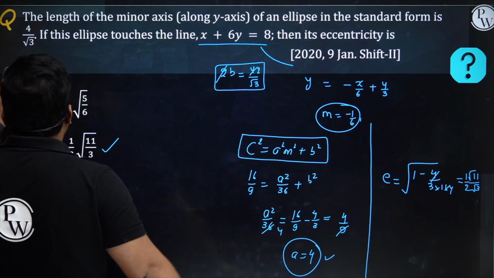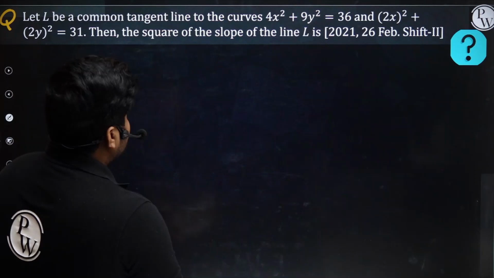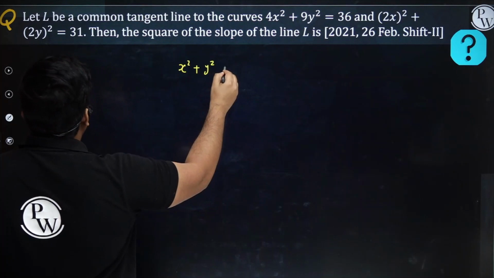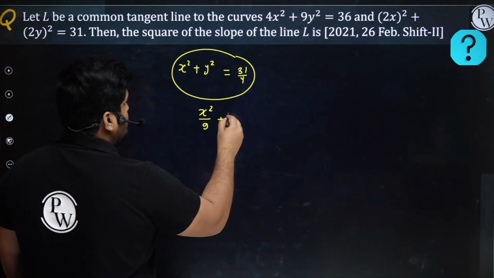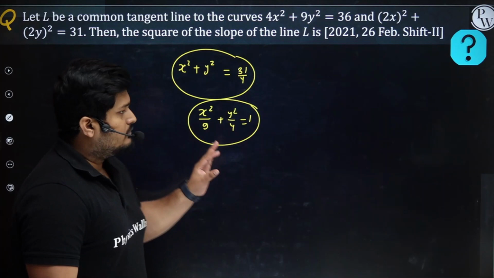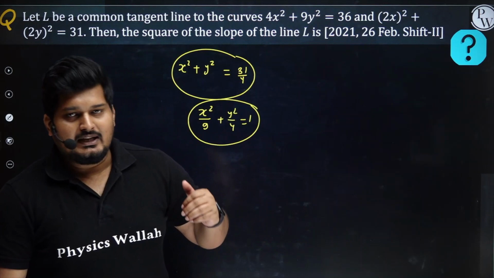Let L be a common tangent line to the curves, ellipse and circle. Nice, guys. The circle is x² plus y² is equal to 31 by 4, and the other one is x²/9 plus y²/4 equal to 1. So we know how to solve these types of problems. If we have a common tangent problem, write the tangent for one and satisfy the condition of tangency for the other one.